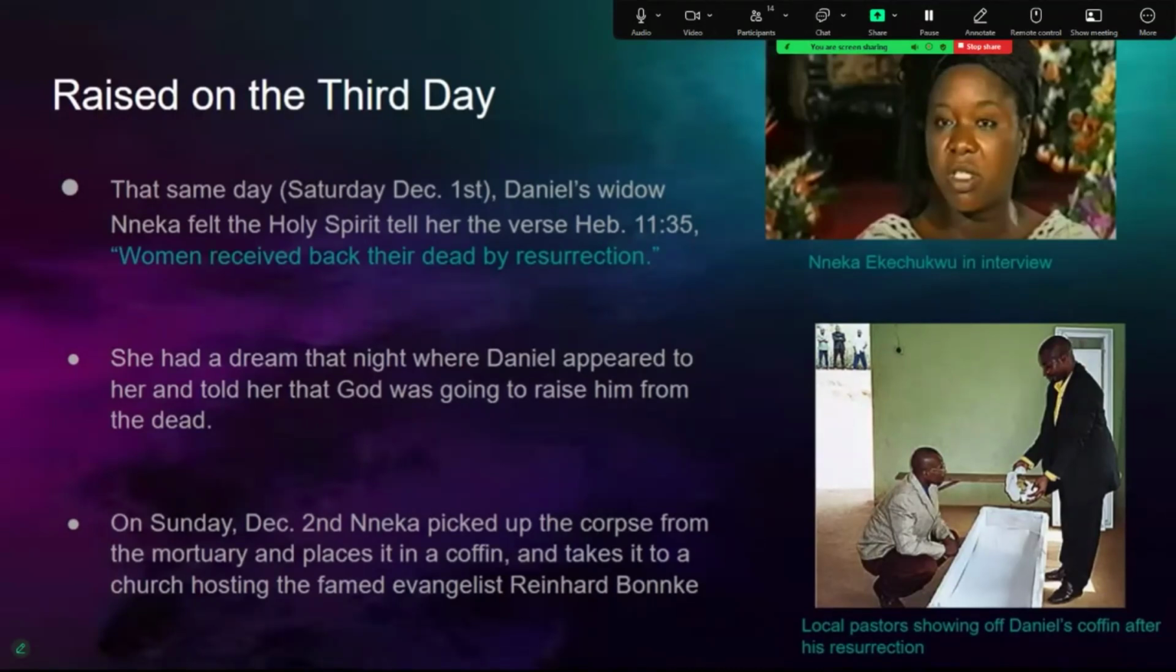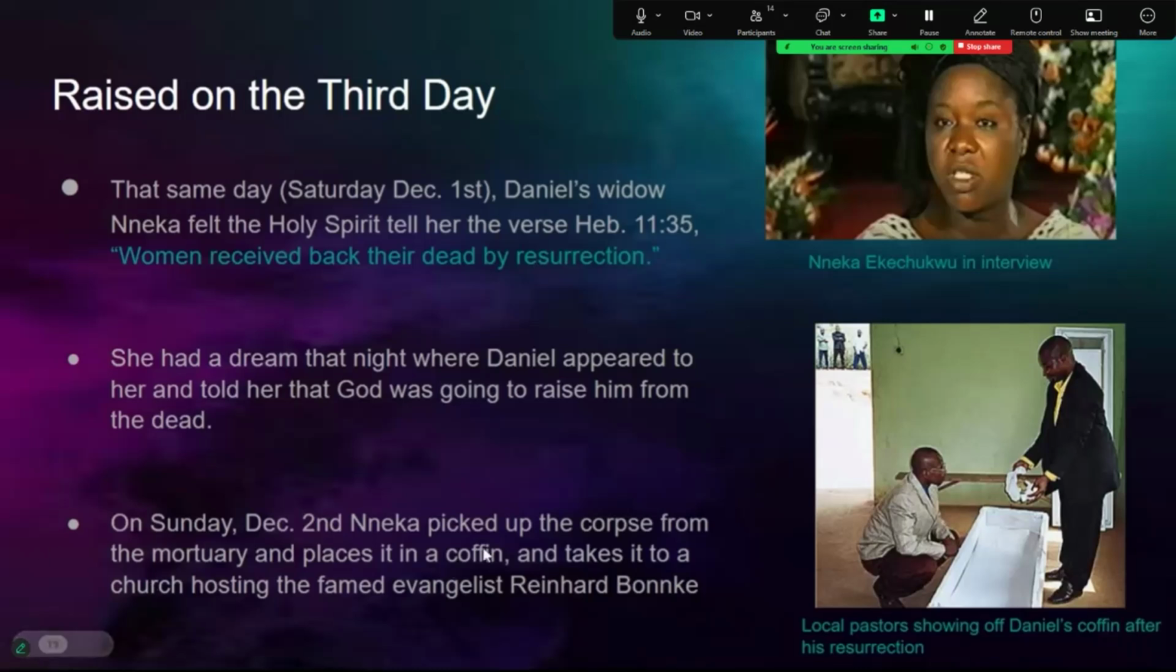So she has a dream in which she sees Jesus and Daniel appear to her, and Daniel tells her that he's going to be raised from the dead that morning. And so Ineka goes that Saturday and takes the body and dresses it in the funeral clothes, the white, as we saw in the previous picture, and does that.